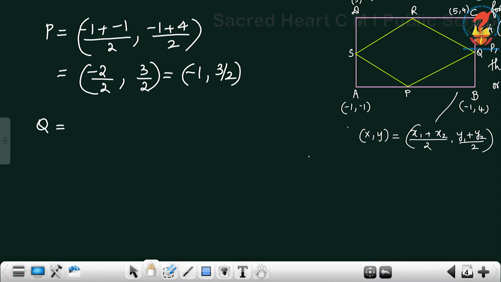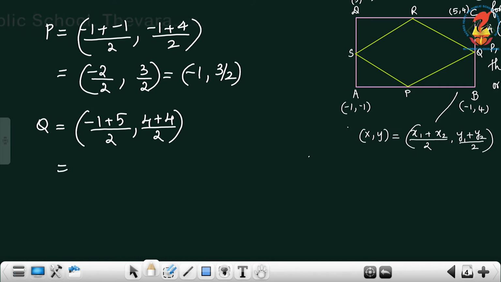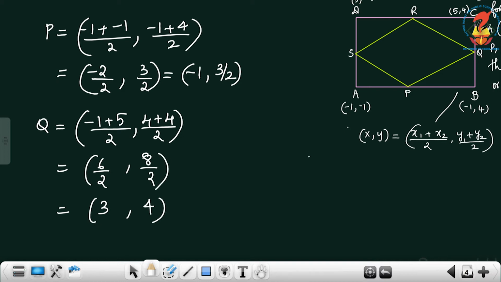Then Q equals, we have to find the midpoint of Q, -1 plus 5 by 2, then 4 plus 4 by 2. What is 5 minus 1? 6 by 2, which is equal to 3. 8 by 2, 4. So the coordinate of Q is the ordered pair 3, 4.